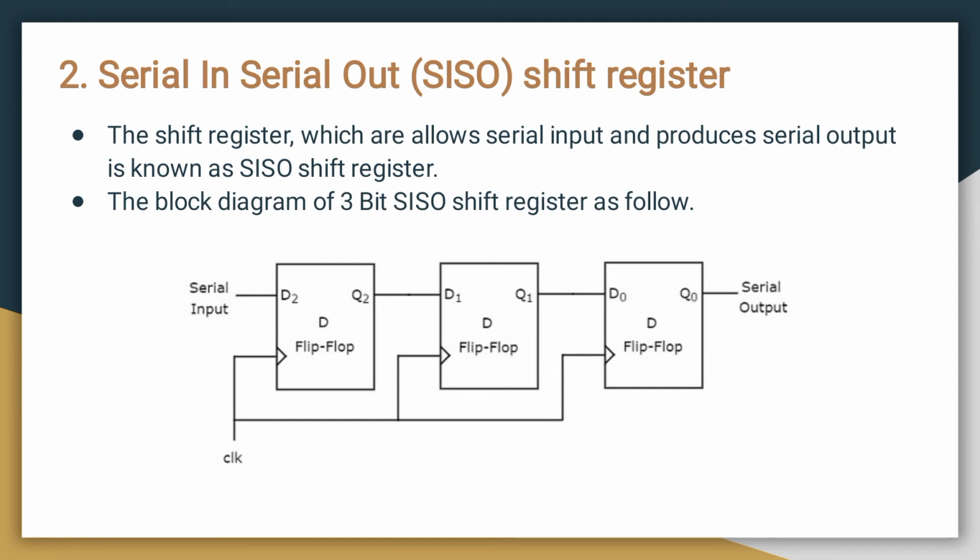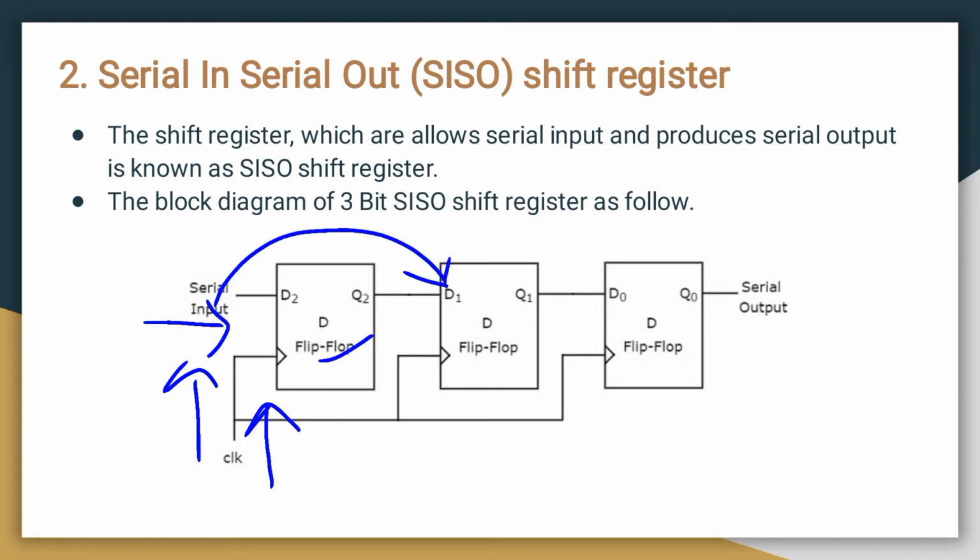Next, for every input with the clock, the content is stored in the D flip-flop. For the next clock, the content is going to shift from here to here. For the next clock, from here to here. Like this, the content will be shifted. Let's see how the content is going to shift from one flip-flop to other flip-flop.